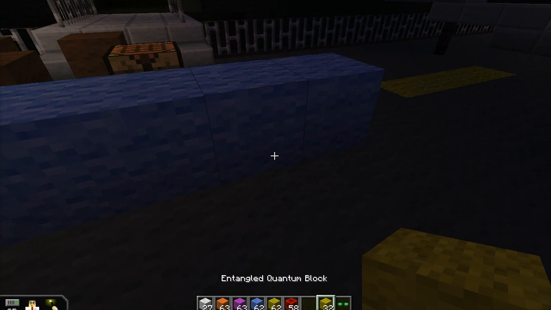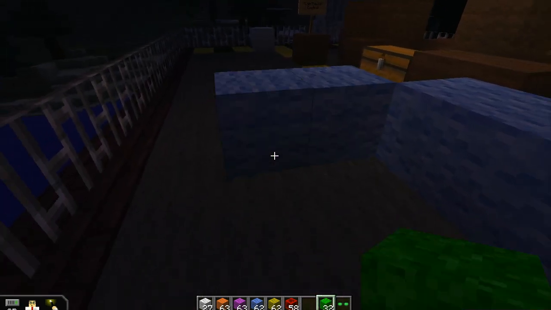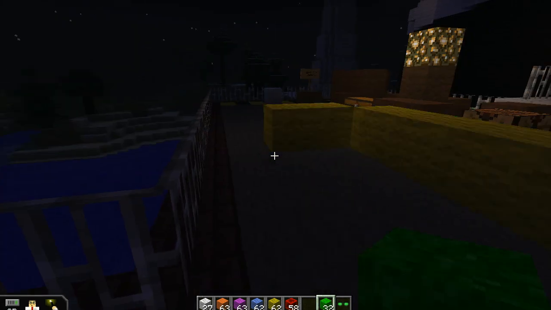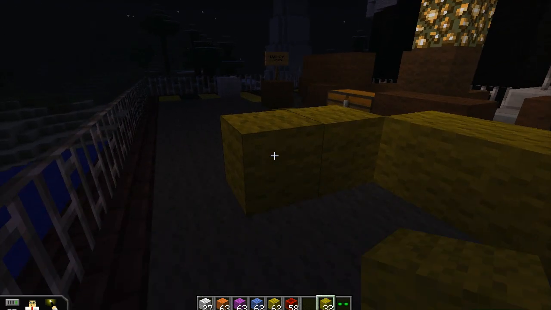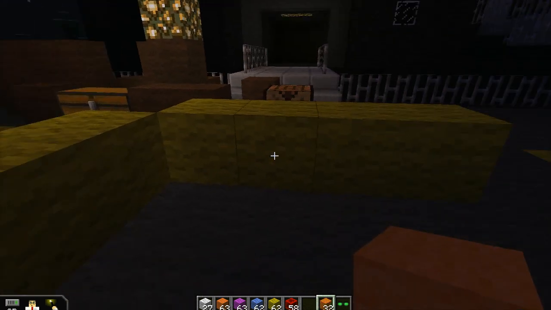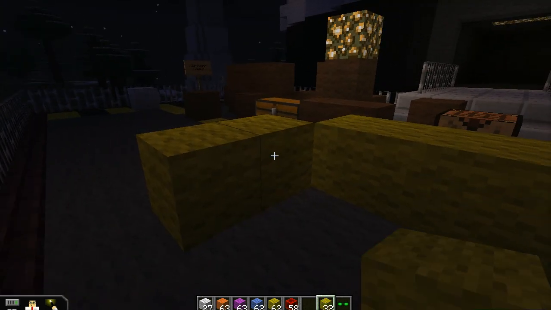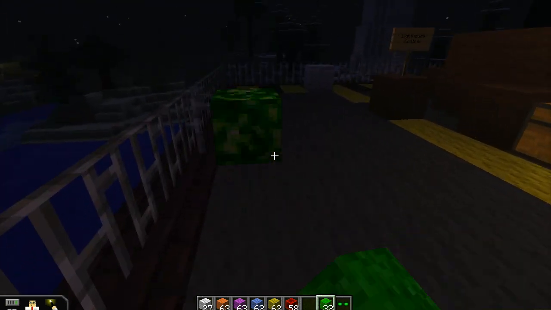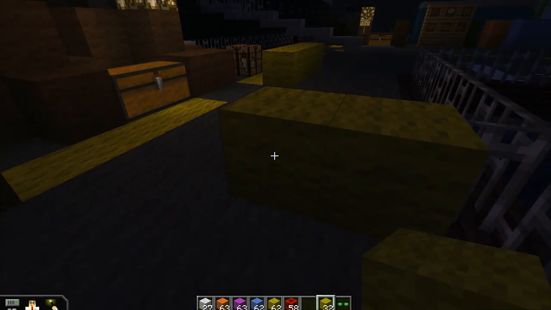them. And you see as I'm placing them, they're all resolving to the same thing. Now, if I look away and observe again, you'll see that they followed the crafting recipe of our quantum block, but they've all changed. So if any one member of this entangled set is observed, all of the other blocks in that set will resolve to the same state no matter where in the world they happen to be.